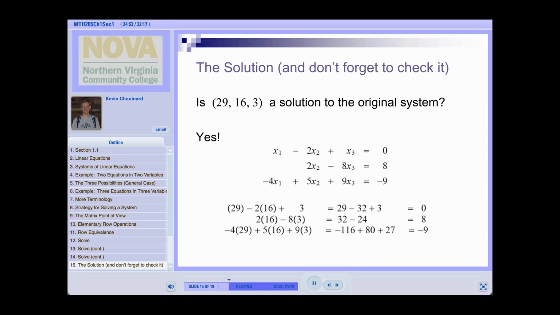When we put in 29, 16, and 3 into that first equation, you get 29 minus 32 plus 3 equals 0, which is true. When you put in 16 and 3 for that second equation, you get 32 minus 24 equals 8, which is again true. And when we plug in 29, 16, and 3 into that third equation, 29 times negative 4 is going to be negative 116. 16 times 5 is going to be 80. 9 times 3 is 27. And when you put that together, you get negative 116 plus 80 plus 27 equals negative 9, which you can check, and which indeed is true.